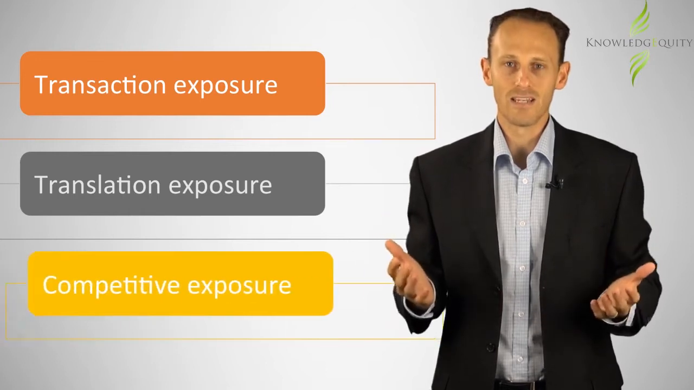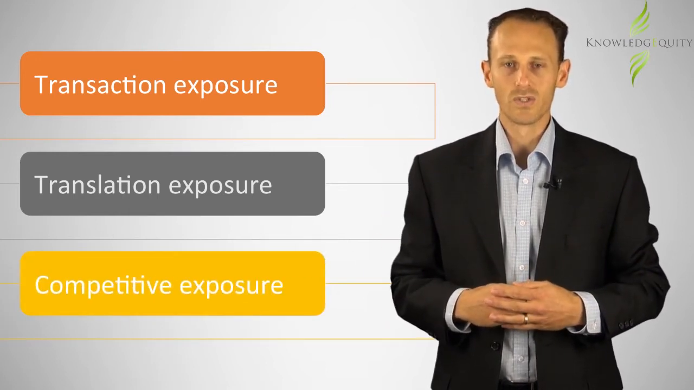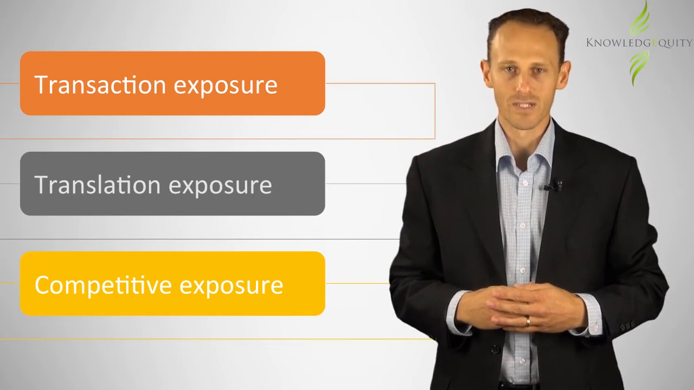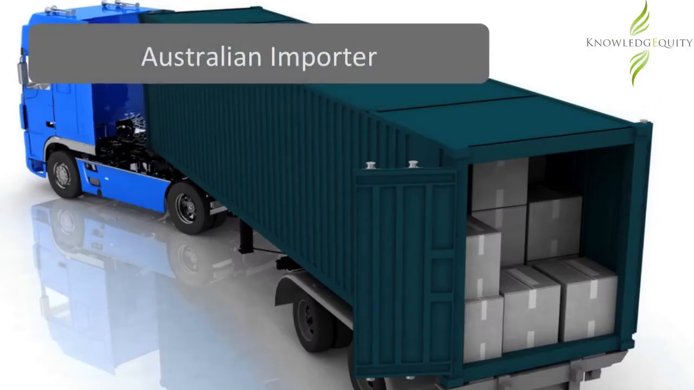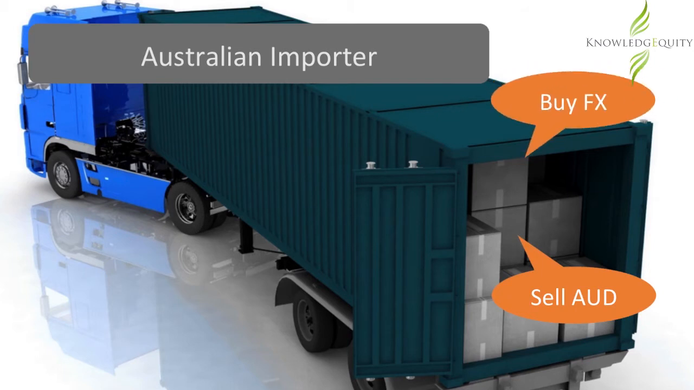Organisations can have competitive exposures, which refers to having competitors who source their goods or services in a different currency. An Australian importer will typically buy goods quoted in a foreign currency. It will need to sell Australian dollars to buy the foreign currency, to then pay for the goods.